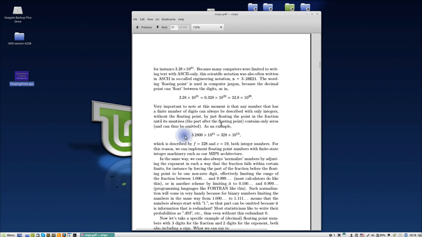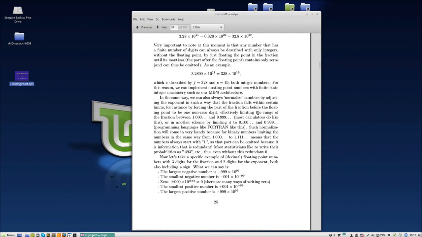And we've done it like this. We floated the point in such a way that we have no more digits unequal to 0 after the floating point. So now we can remove the part after the floating point, and we just have an integer here and an integer there. So we could use them for our computers, because computers work only with integers, because it's a finite state machine. Now let's do an example.